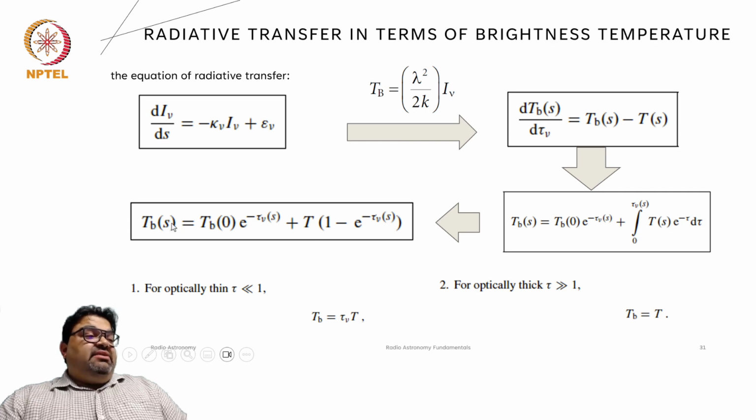and you finally end up in this radiative transfer equation where Tb, which is the brightness temperature when the radiation comes out of the intervening medium, is equal to the incident radiation brightness temperature multiplied by e to the power minus optical depth, plus T of the medium times 1 minus e to the power minus tau nu. Okay. For the optically thin case, Tb results in tau nu times capital T, and for the optically thick case, it is just T of the medium.